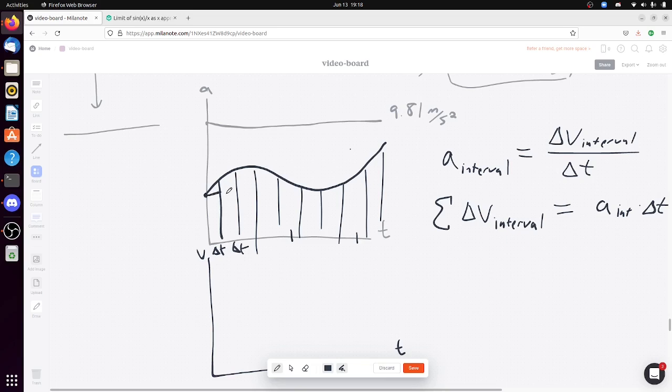Let's say delta t is like 0.1 seconds. Let's say we're accelerating at this speed, and then we instantaneously jump up and accelerate at this speed for a little bit, and instantaneously jump up and accelerate at this speed. Continuing to do this, you get the idea.